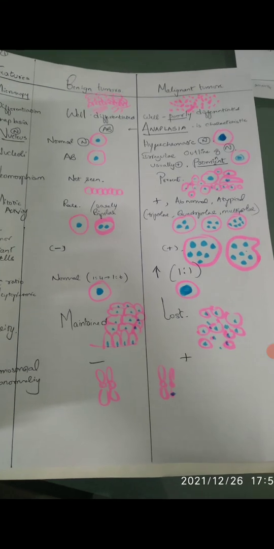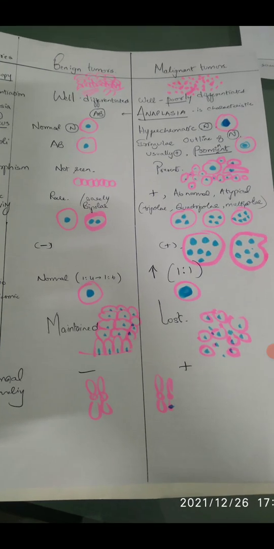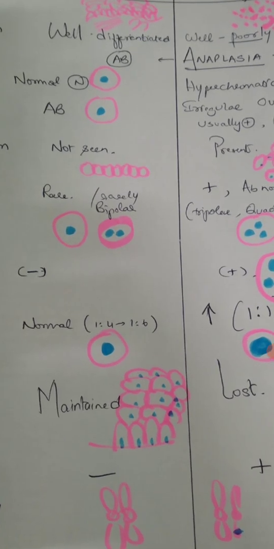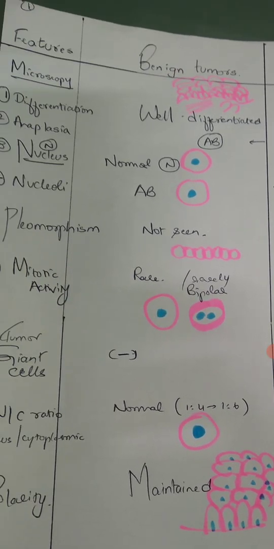Welcome to Logic Medico. Today's interesting topic is the difference between a benign tumor and a malignant tumor. So let's start with the microscopic differences. There are 10 different microscopic differences. Let's start stepwise. The first difference is with respect to differentiation.